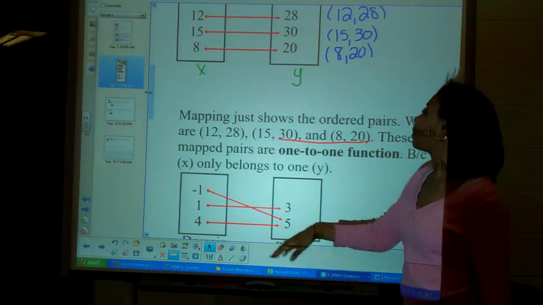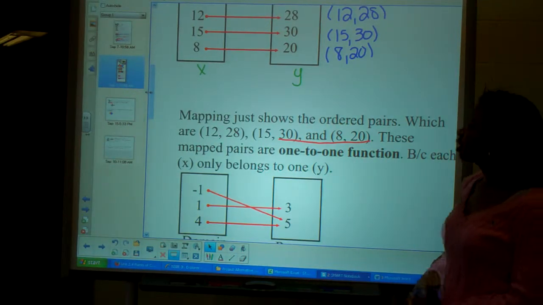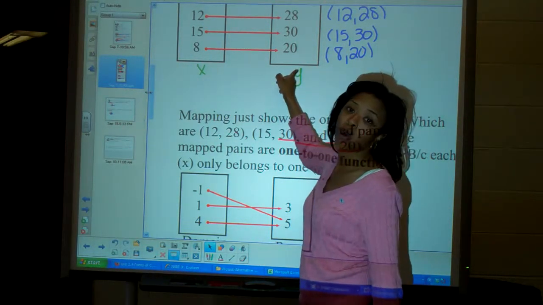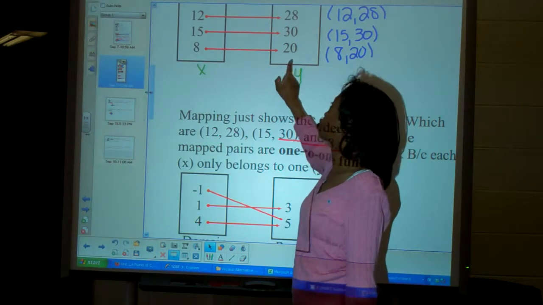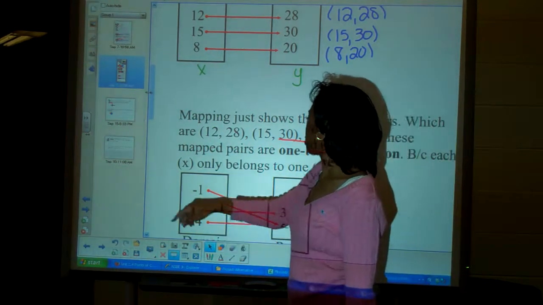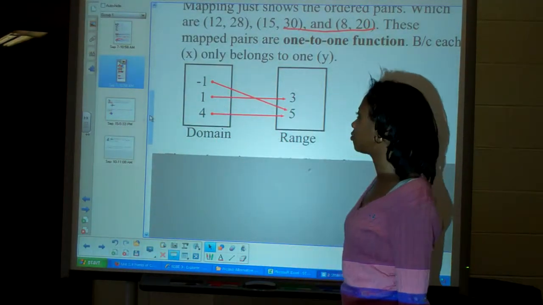Okay? These mapped pairs are one-to-one functions. I already said it's a function. Remember when I talked about function? Each x or input or domain has only one y, or excuse me, one range or one output. Okay? Here's another example of mapping data: -1, 1, and 4.